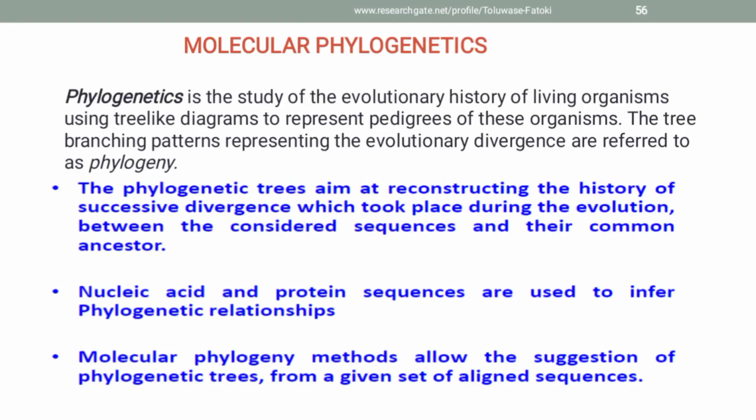Now let's talk about molecular phylogenetics. Phylogenetics is the study of the evolutionary history of living organisms using a tree-like diagram to represent their family history. So the tree pattern is referred to as phylogeny. The aim of constructing a phylogenetic tree is to determine the evolutionary divergence or convergence of your sequences.